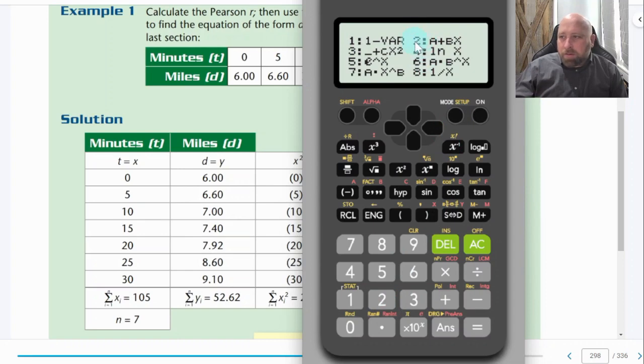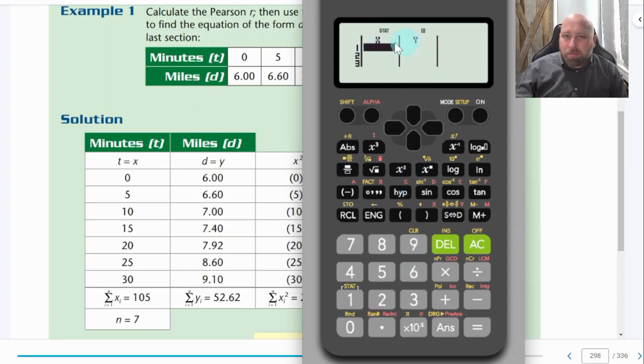Now, once I hit the number 2, I want to come over here to 2 again, because we have an A and a B. We have an X and a Y. We have a T and a D. We have 2 variables, okay? So I'm going to hit 2 again. This is going to give me a 2 variable table, okay?